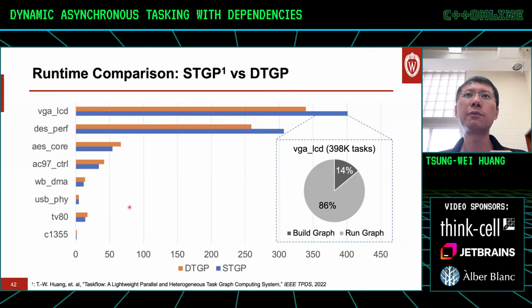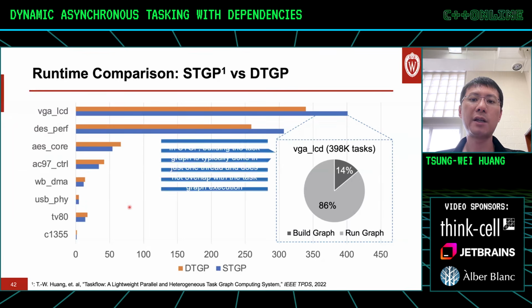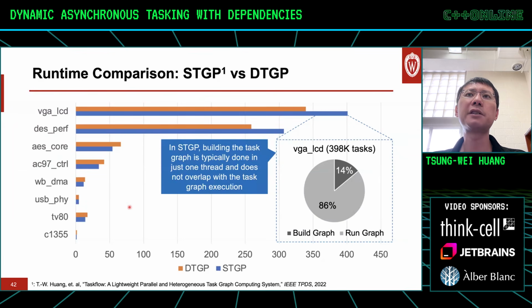We also compare the performance with STGP implemented using TaskFlow. The purpose of this experiment is to highlight the advantages of DTGP, especially for large task graphs, where overlapping task graph construction and execution can provide a very big performance advantage. In STGP, building a task graph is typically done in just one thread and does not overlap with the task graph execution. For a large graph like VGA LCD, which has about 400K tasks and dependencies, the time we spend on constructing the graph becomes non-negligible, taking almost 15%. In this case, DTGP will be slightly faster than STGP.